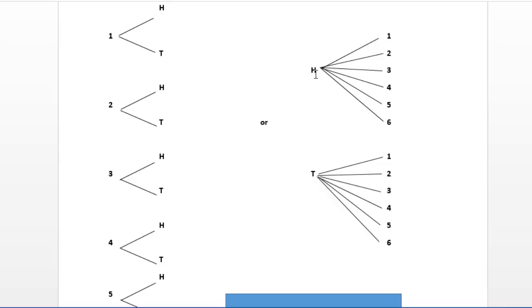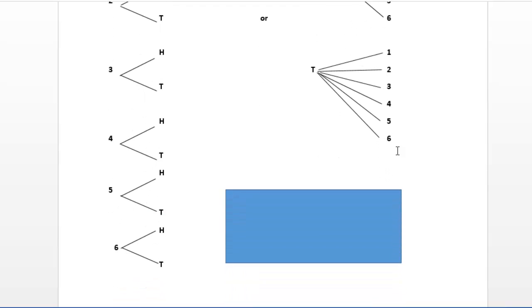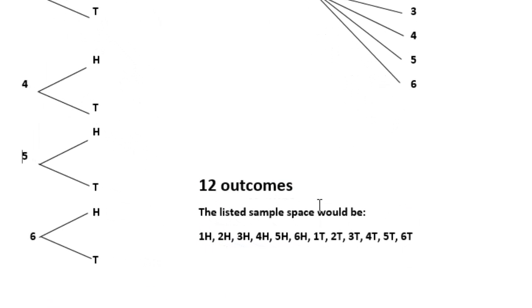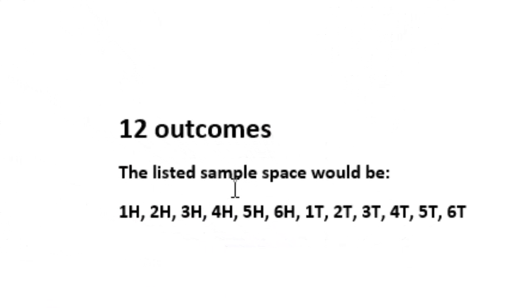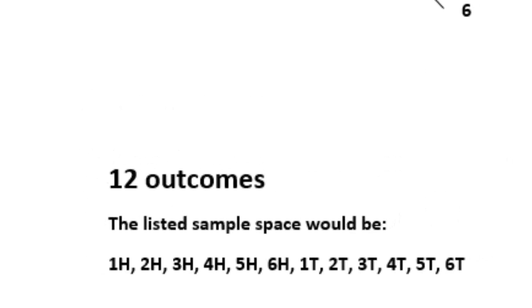You can do it the other way with the heads or tails first and then the 6 rolls on this side. But if you have more than 2 events, it tends to get very cluttery. So that's why I like to list your biggest set of events first. If you total these all up, you get your total outcomes. So you have 12 outcomes, and the listed sample space would be 1H, 2H, 3H, 4H, 5H, 6H, and so on. And you can see that displayed nicely in your tree diagram.